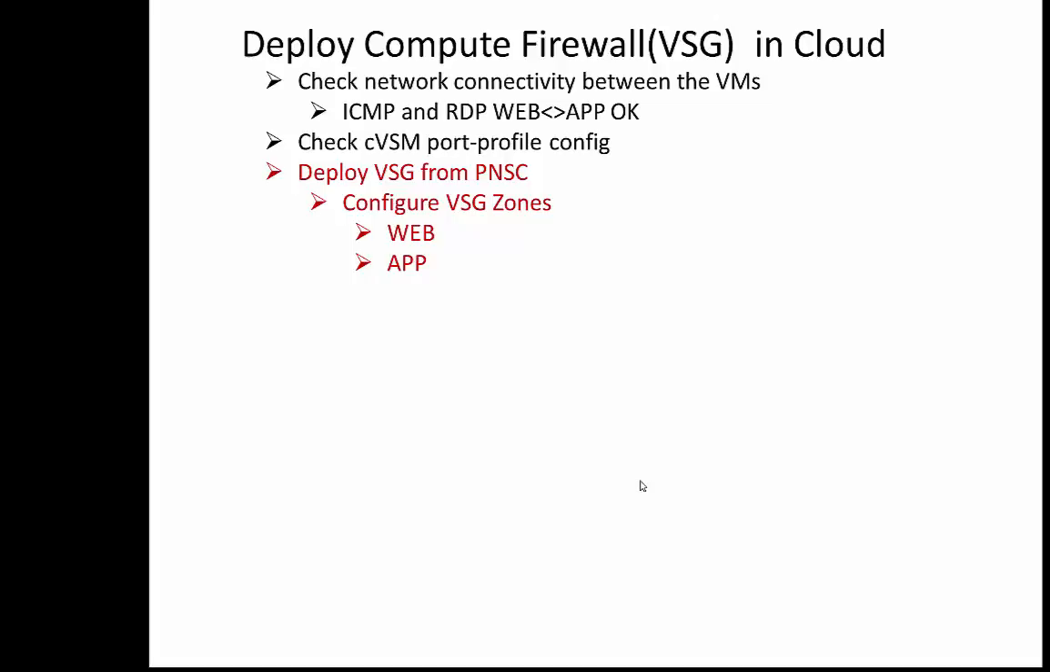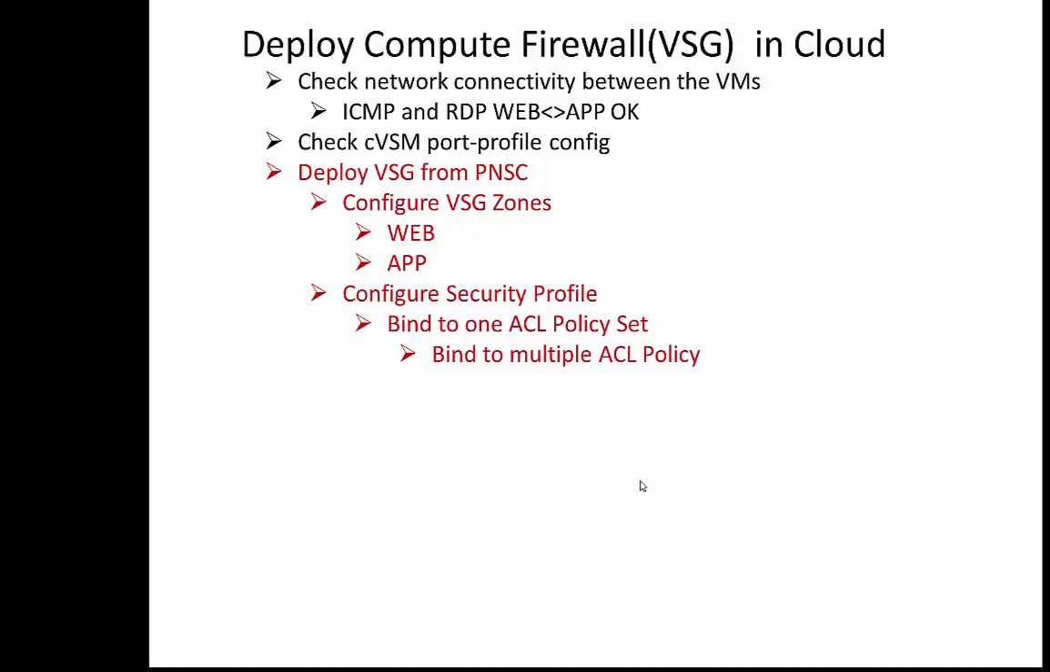So I created already all those zones just to save time. Next one is configure security profile. What is a security profile? At the end of the day, it's a bunch of ACLs. So how does it work? A security profile can bind to one ACL policy set, and one ACL policy set can have multiple ACL policies. For this case, we'll just make one, and then it can have multiple ACL rules.